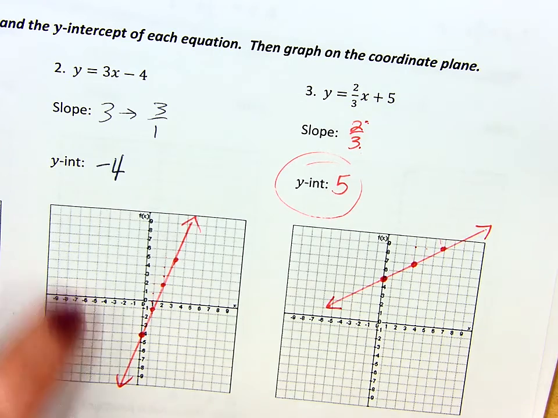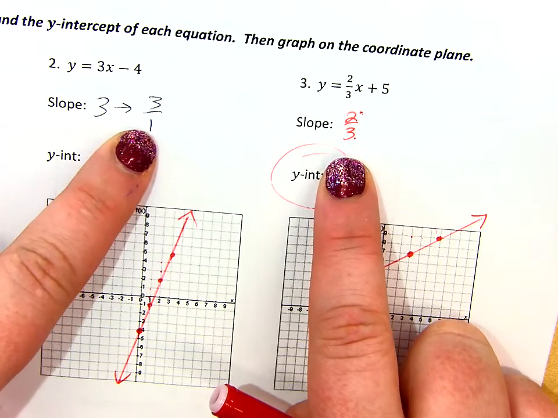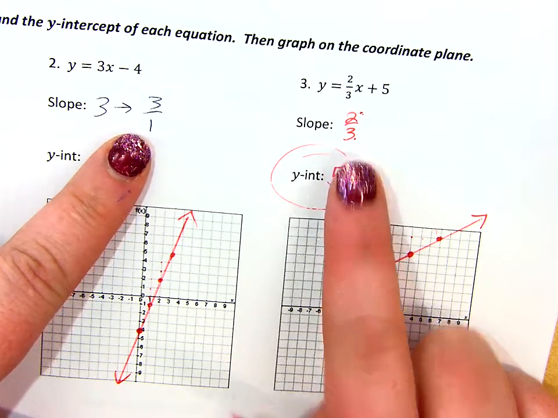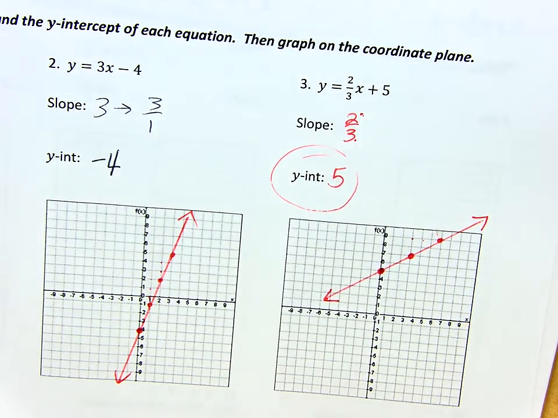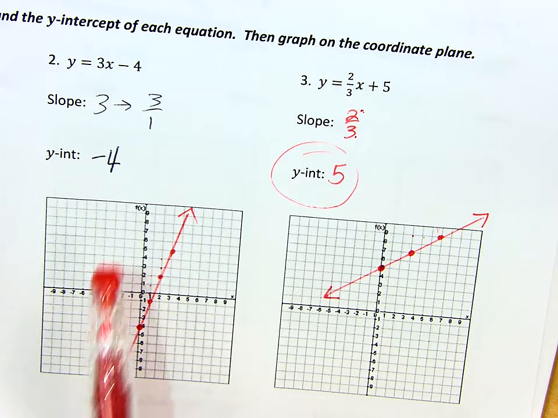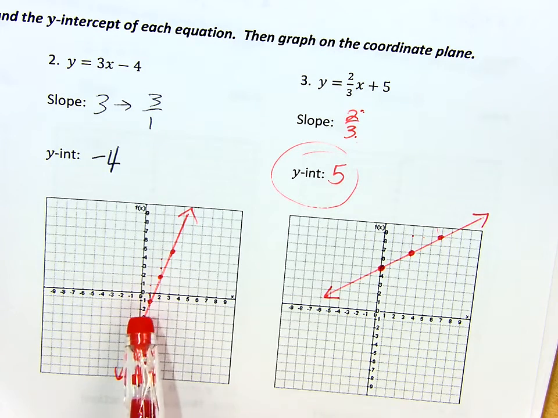Yes, you're spot on. Look at what the numbers are. You're comparing the number 3 and the number 2/3. Who's bigger? 3. The bigger the number is, the more steep the line's going to be. So if I were to graph something that had a slope of 10, would it be steeper than this or less steep? Even more steep, because that had a slope of 3 and it's already pretty steep.